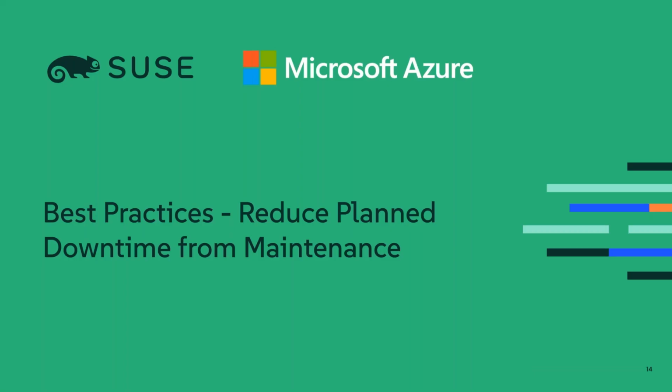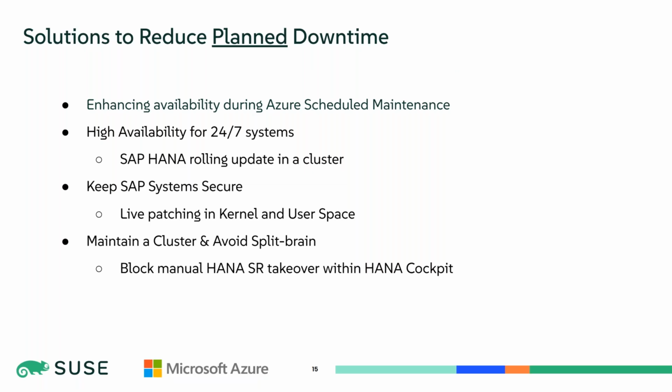Now Sherry will be talking about the best practices for reduced planned downtime. Thank you. Next slide, please. Planned downtime very often is associated with maintenance. Dennis already covered enhancing availability during Azure scheduled maintenance, and there are other aspects. For example, if you need to upgrade the operating system or even HANA itself running in the cluster, we now provide the procedure to do a rolling update of HANA running in the cluster. So there won't be any downtime for the HANA database.